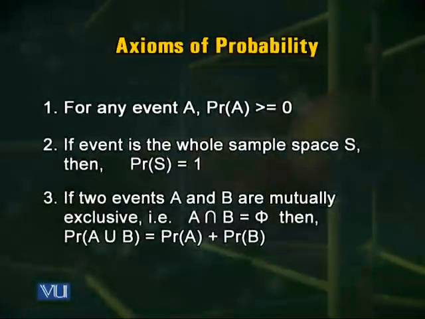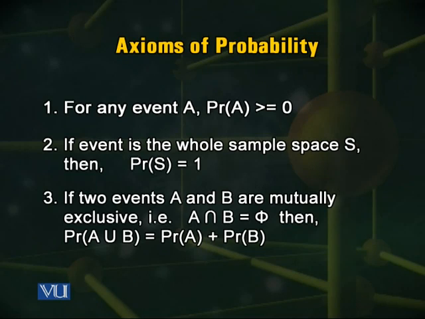The third axiom binds the two axioms together. It states that if there are two events and they are mutually exclusive, that is, there is no outcome which is common to two events, then if you form a third event which is union of the two events, that is, the outcomes of first event and the outcomes of second event are combined to make the third event, then probability of this third combined bigger event is equal to sum of probabilities of the two events whose outcomes were combined to form the third event.